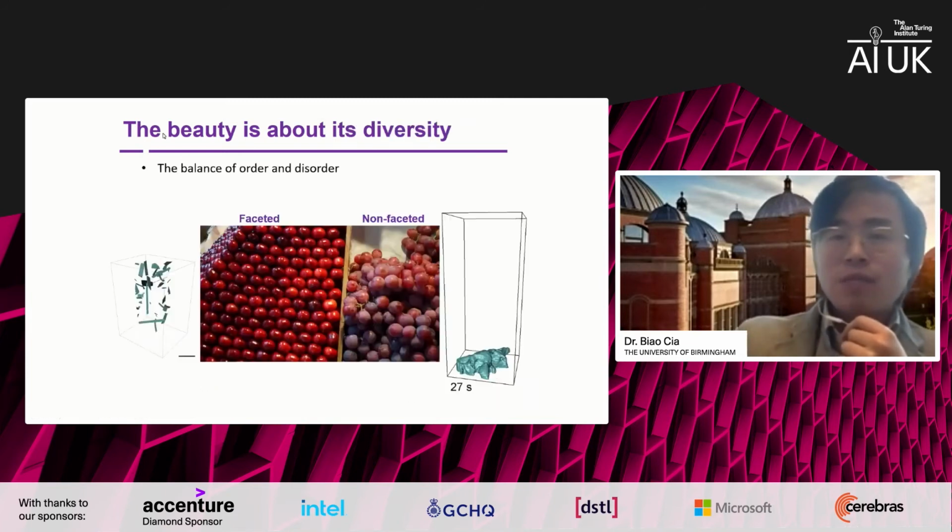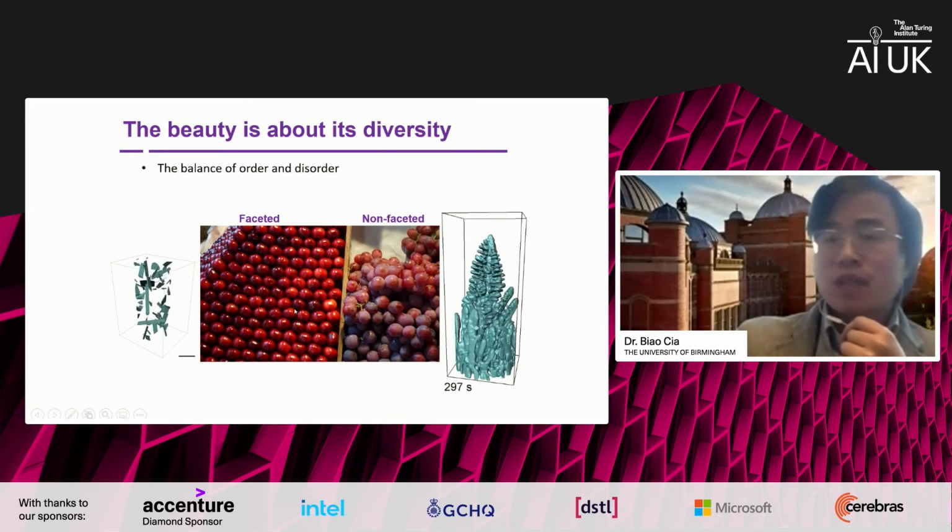And then it's also about its diversity. So basically, there is a balance of growth and dissolution. And because of this balance, very different crystals can be formed during solidification. For example, on the left we have the faceted crystals, and on the right we have these smooth, long-faced crystals growing. You can see the significant difference between the two.